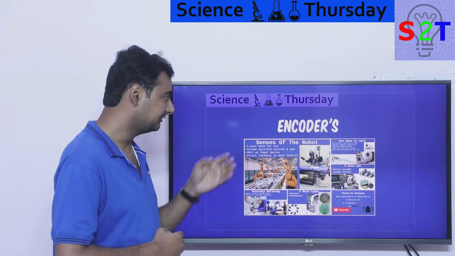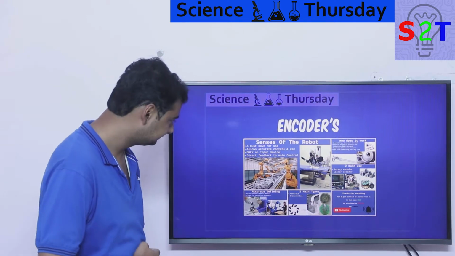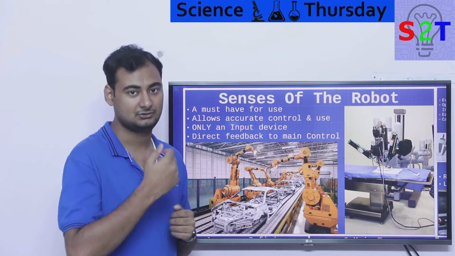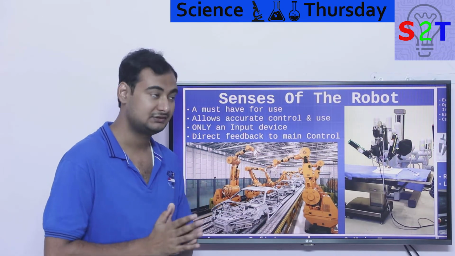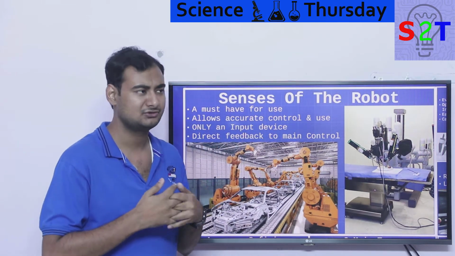In today's episode, we're going to continue our topic of robotics, and today we're going to look into encoders. You have to understand that we have already discussed motors, pneumatics, and hydraulics. But what binds them all? Basically, if you are building a robot, you can use almost all three of them.